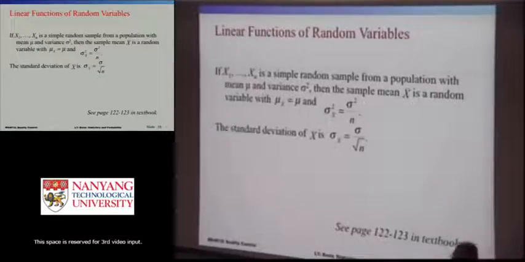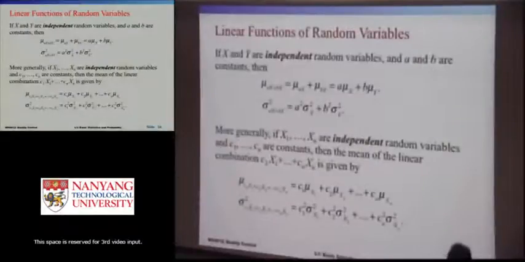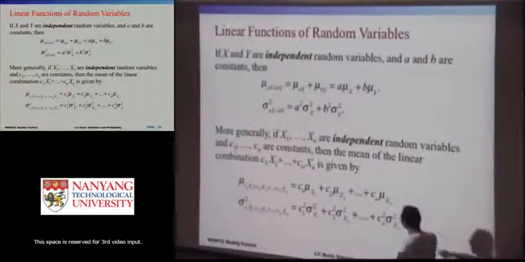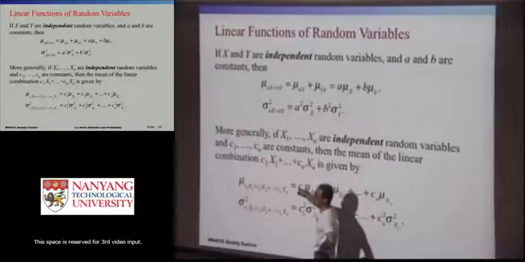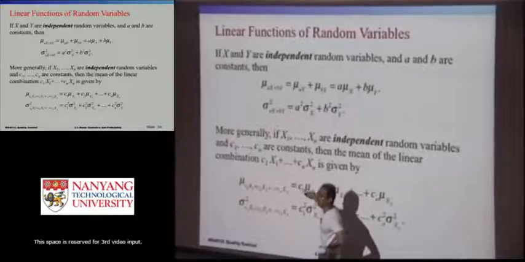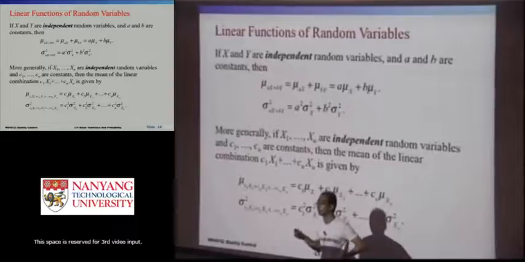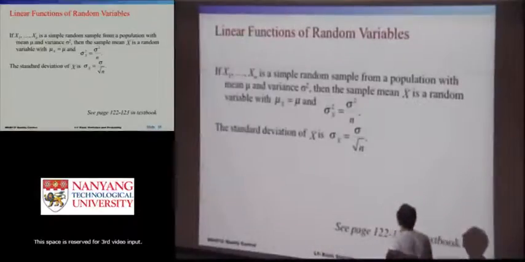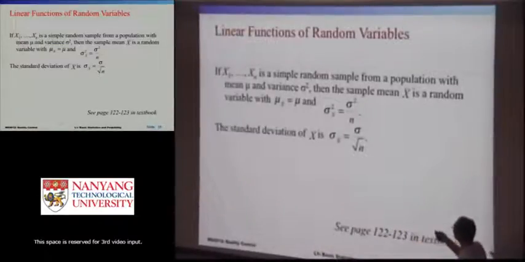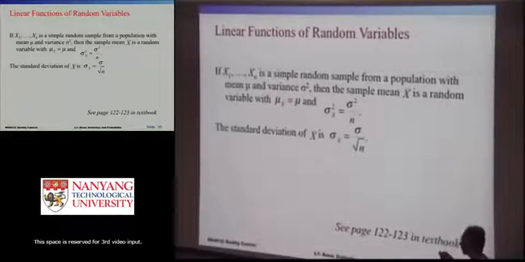The average of x1, x2, up to xn, X bar, will be a new random variable. It's just a linear function here. And this time, we take C1 equals C2 equals C3 equals 1 over n. So we get this new random variable, and its variance equals sigma squared divided by n.